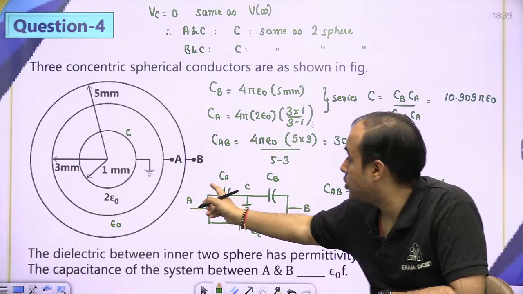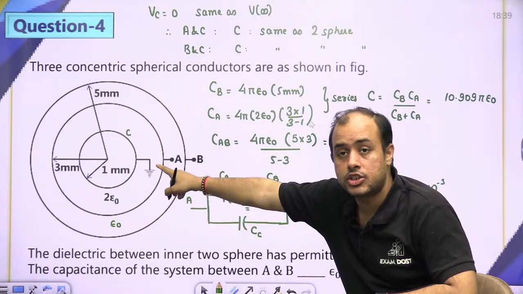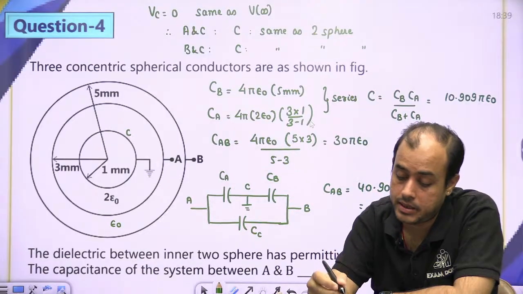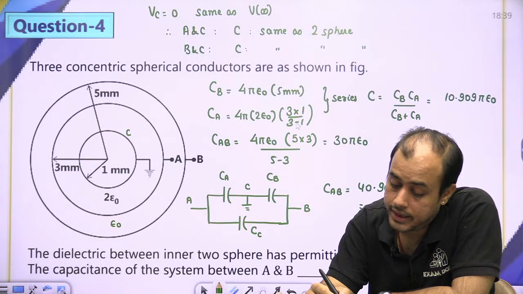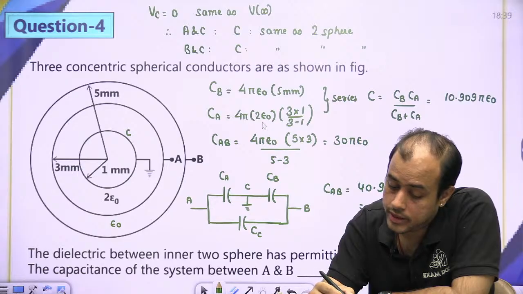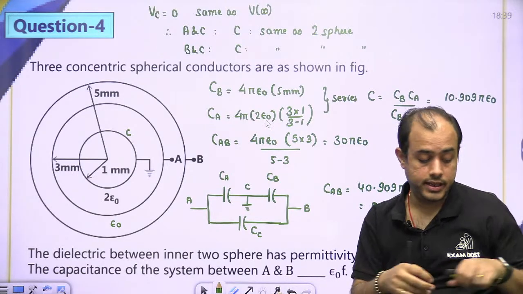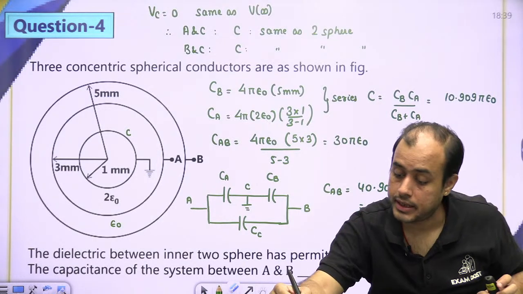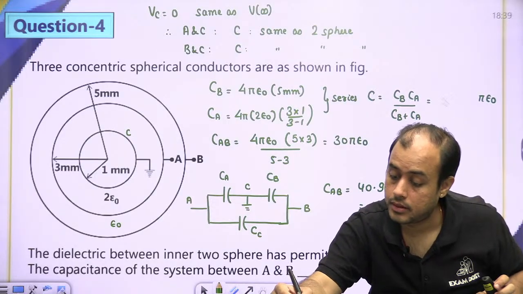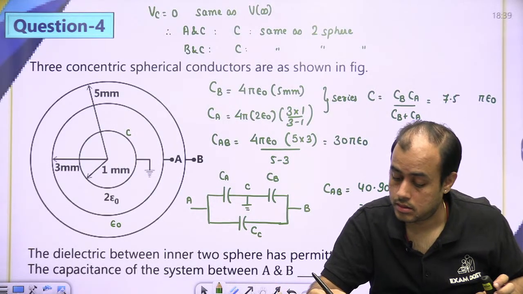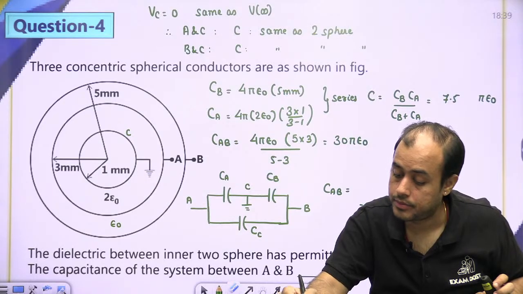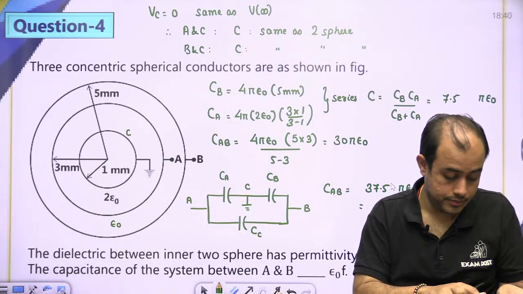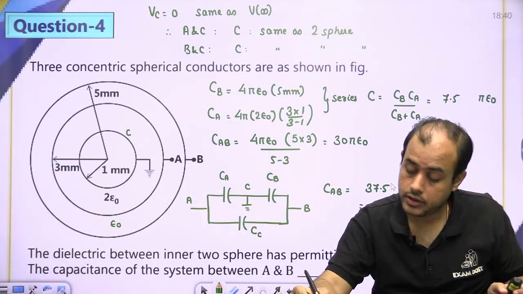But B and C cannot be directly connected. So C potential is 0. So I am saying between B and infinity, the capacitance will be same as CB. So it is 3 by 2. So 3 by 2, it is 12. So 20 into 12 by 32. 7.5 pi f. 37 point. Due to parallel 0.1178.